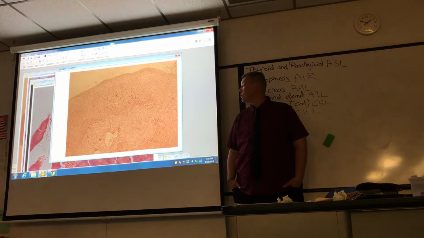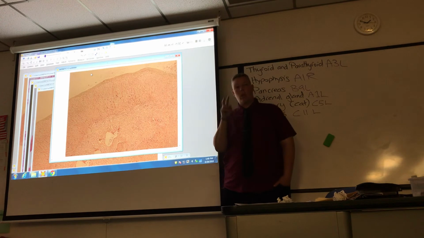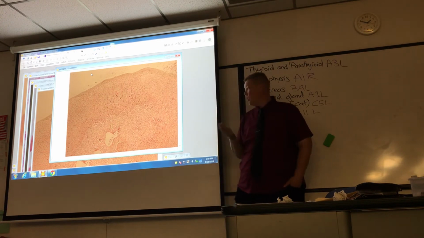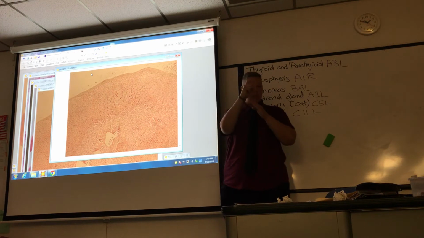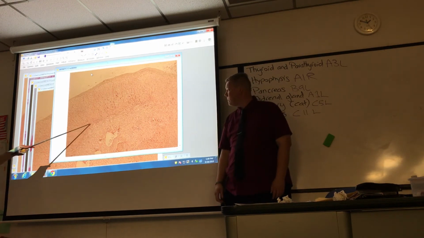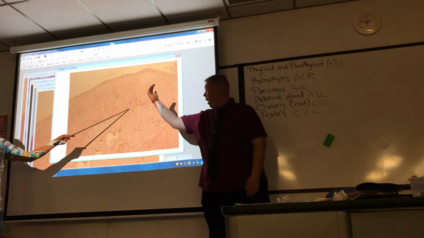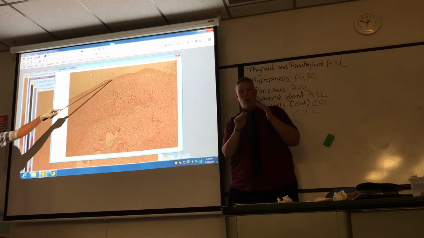And snap. Okay, so what are we looking at here? Take a gander at that. Tell me if you think you see the border between cortex and medulla. And let me point to it. Right here. Above my pointer is cortex. Below is medulla.